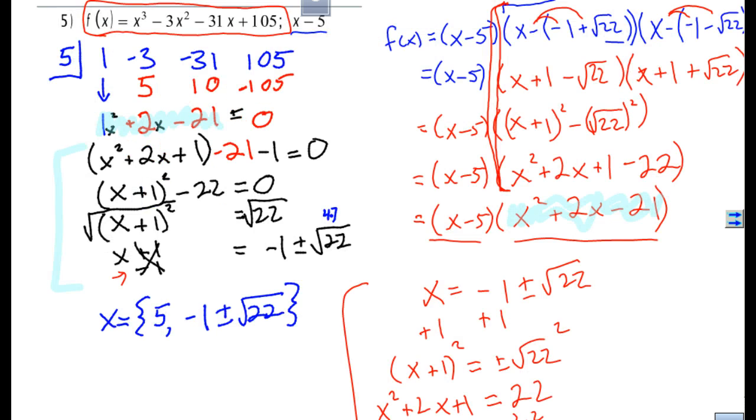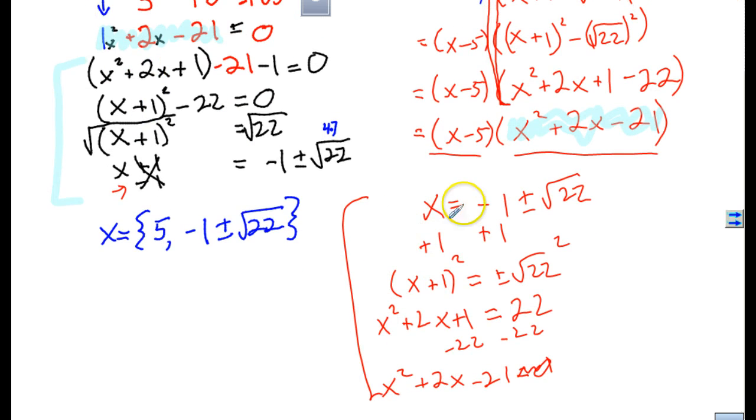So what did I do before? In this one I added the part here, squared both sides, okay, and I subtracted it over. I think I can do that again.